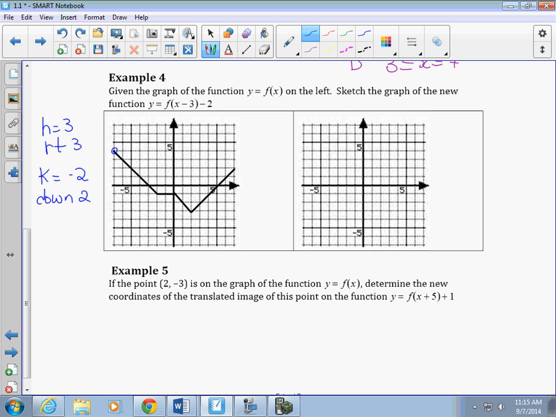So you pick your key points in here. Wherever the graph changes direction, or wherever it's crossing the x-axis or y-axis, you want to choose those points. And a start and a finish is a good idea. So I've got a few here that I need to translate. So in this one here, my first point was negative 7 and 4.